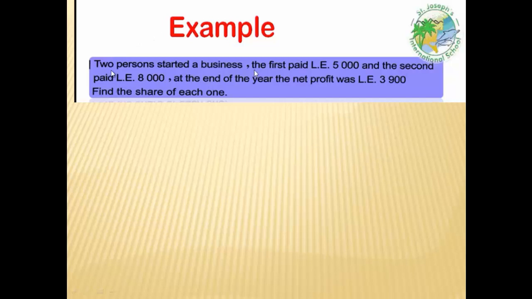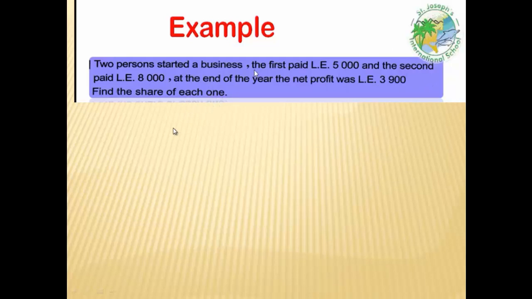If we have two persons started a business, the first paid 5,000 and the second paid 8,000. At the end of the year, the net profit was 3,900. Find the share of each one.